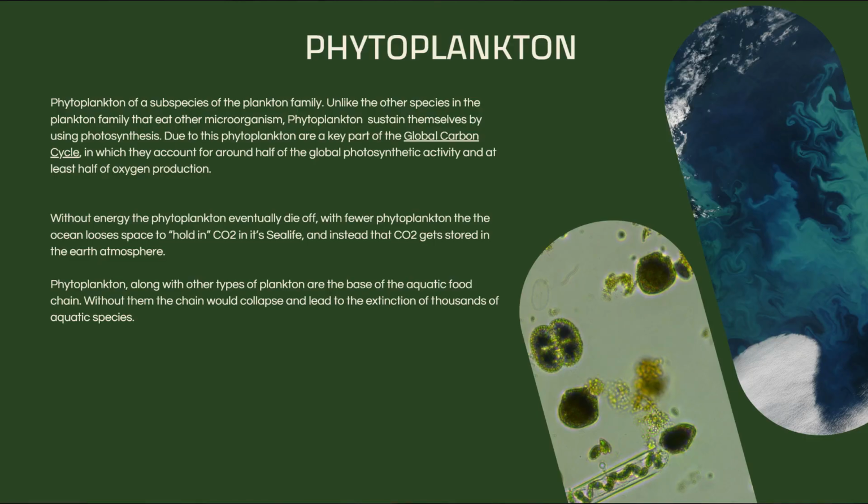This has actually happened before in the Earth's timeline, where a mass extinction of phytoplankton and other plankton then caused the collapse of a food chain and then led to mass extinction of the Earth's aquatic sea life.